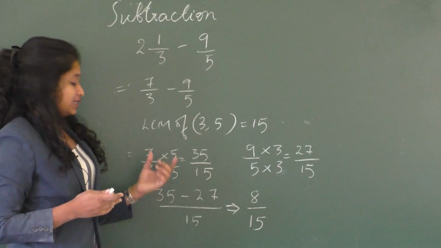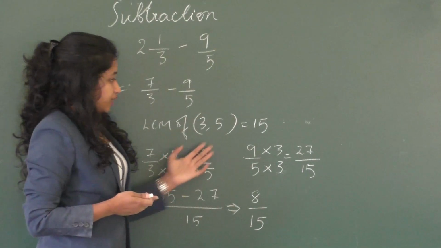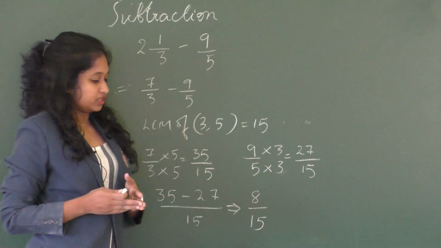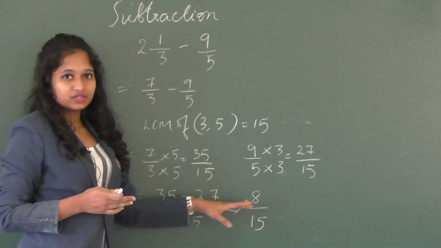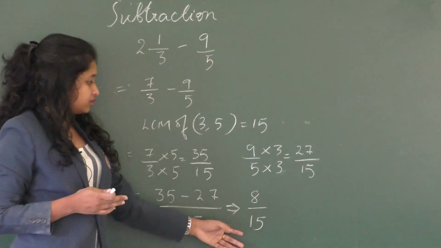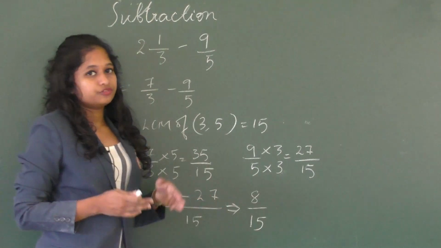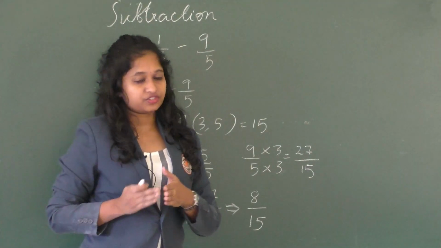Now, as usual, subtract 35 and 27. 35 minus 27 is 8. So, we get 8 by 15 after subtracting.